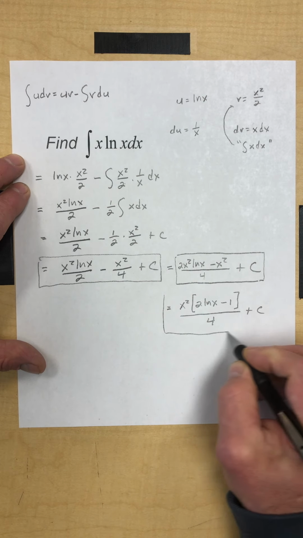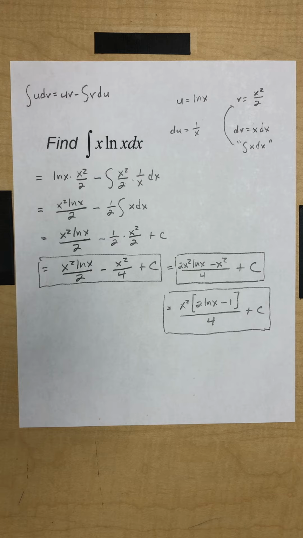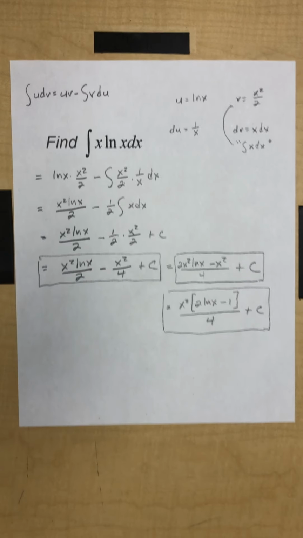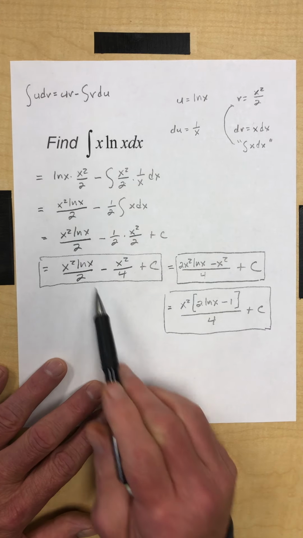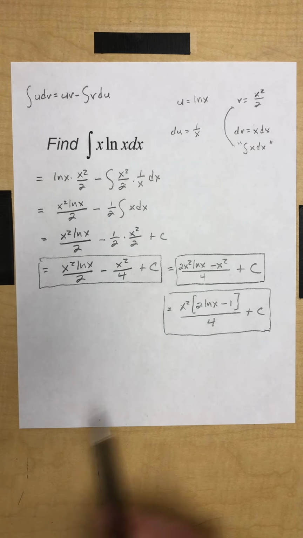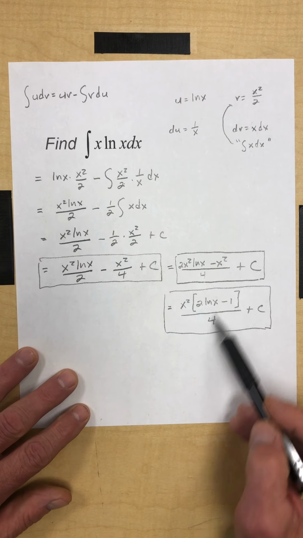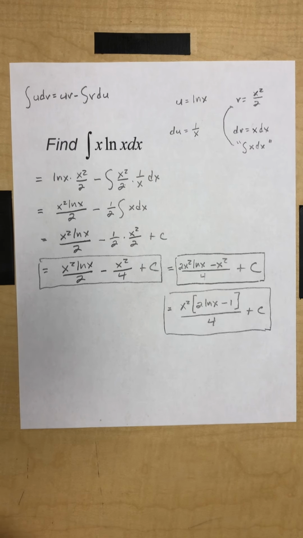So certainly I would accept all three of those answers. I guess you could say that maybe these two are a little bit simpler than this because you've combined things into one fraction, but I don't think it's noticeably so. So I know that I would accept any one of those three.